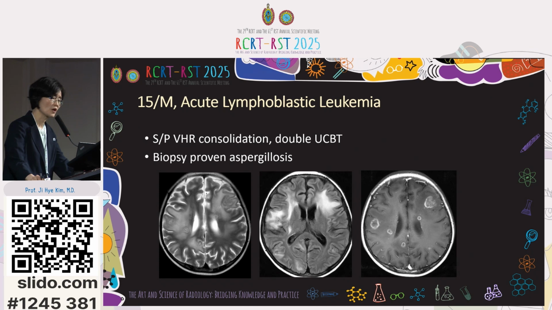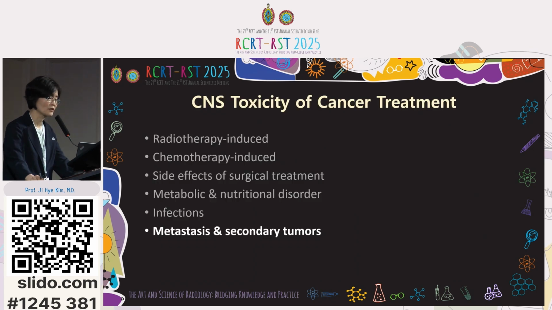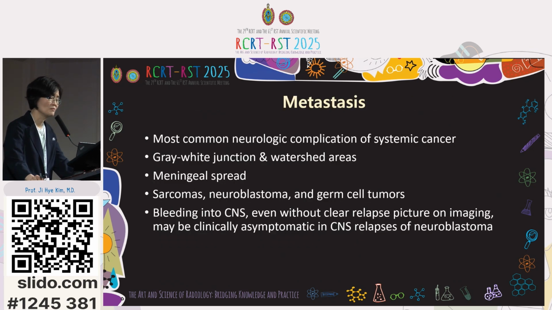In another patient with leukemia and aspergillus infection, we can see multiple nodules with massive edema. Lastly, I'd like to talk about the diverse tumors. Metastasis is the most common neurologic complication of systemic cancer, which usually occurs at the gray-white junction and watershed areas. The meningeal spread is another important route of spread. Of note, CNS relapse of neuroblastoma can occur with bleeding into the CNS, even without clear relapse signs on both imaging and clinically.